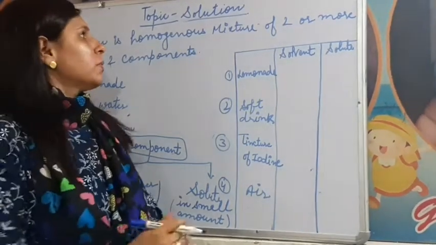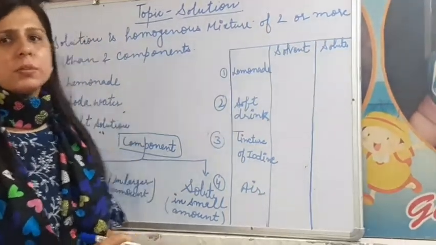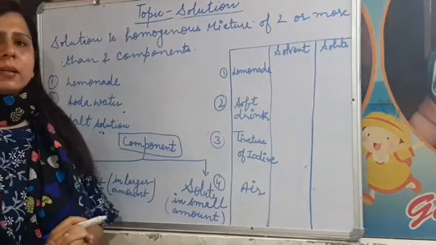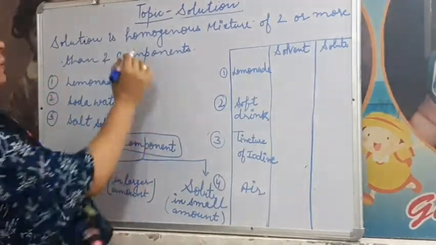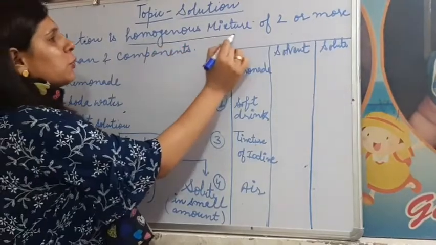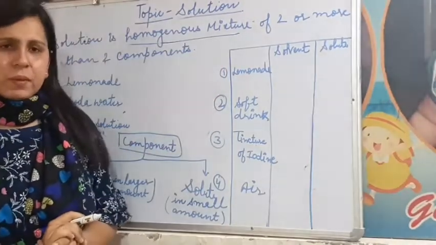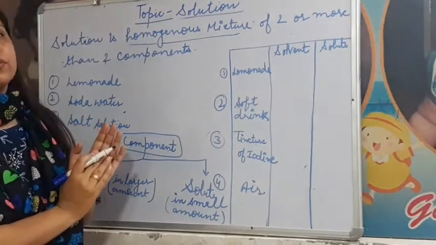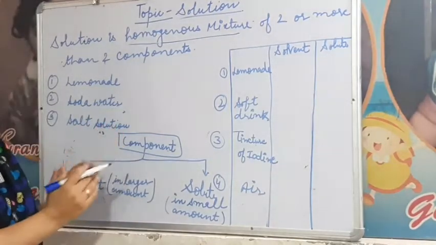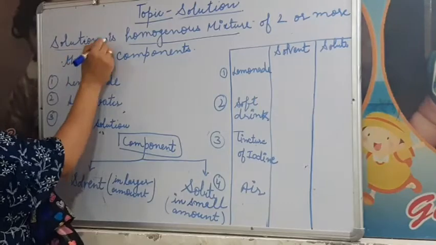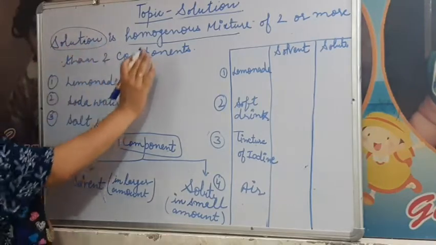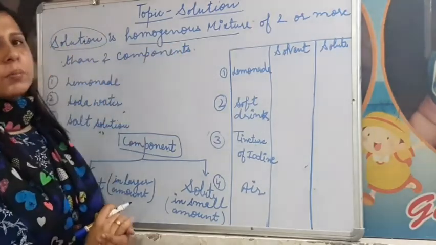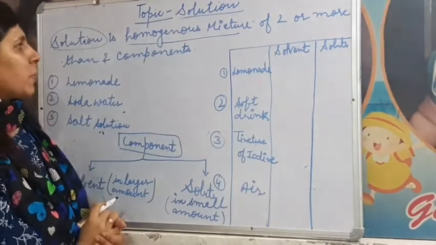Good morning, students. Today we will discuss the term solution. In the previous class, a term has been made clear to you, homogeneous mixture. Homogeneous mixture was when components are uniformly mixed with each other. Now today's term is solution. Solution is the homogeneous mixing of two or more than two components.